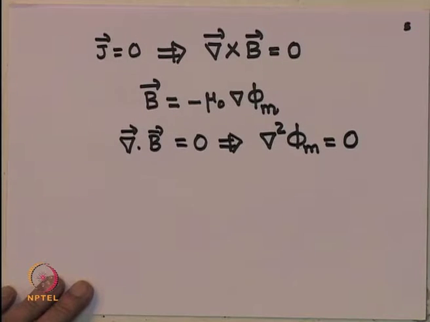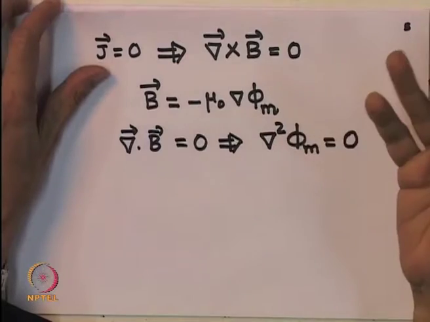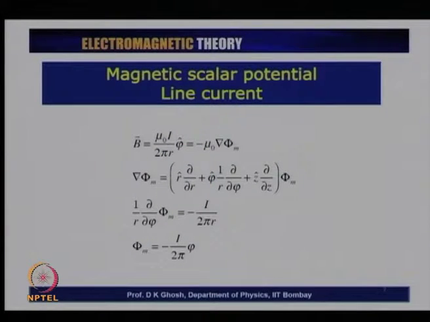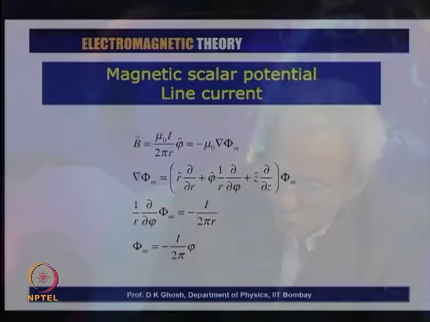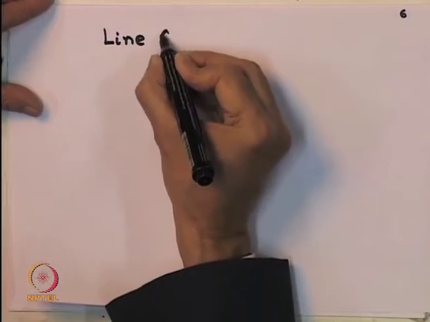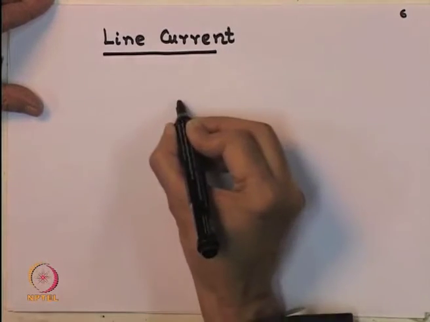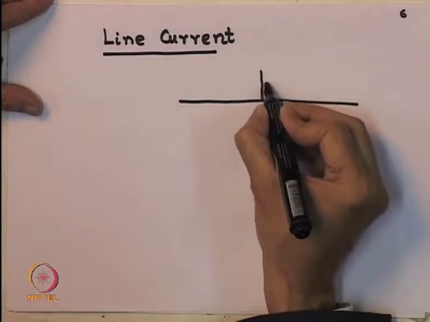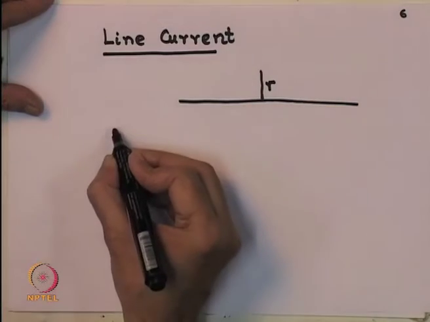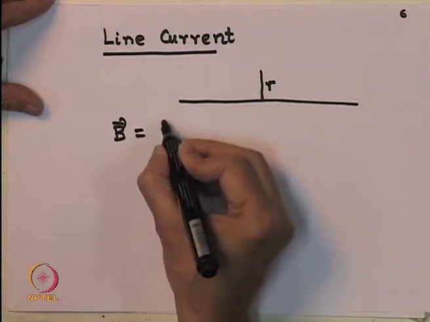What we will do is to look at this, which is a useful thing in certain circumstances, and we will talk about a couple of examples of how to calculate the magnetic scalar potential. So, let me take first a line current, and we of course know that for a line current, if I have an infinite current at a distance r, the magnetic field is given by mu 0 I by 2 pi r.